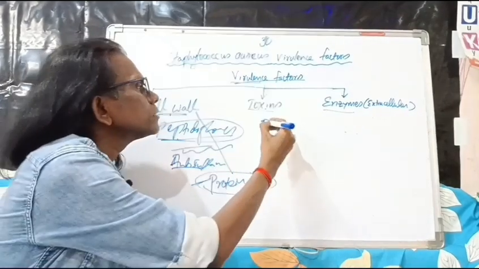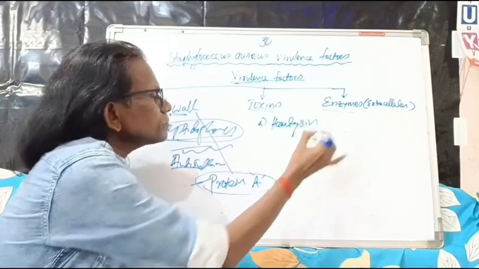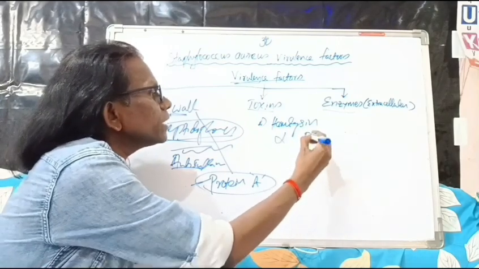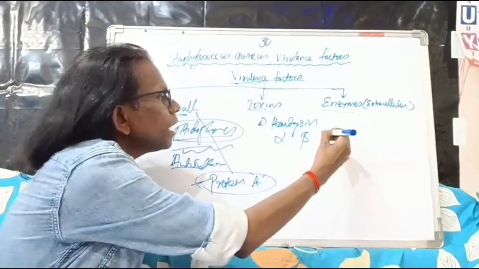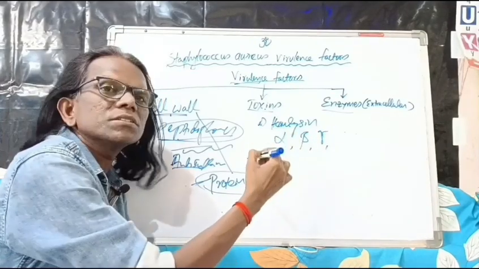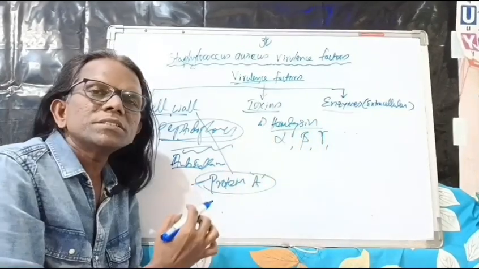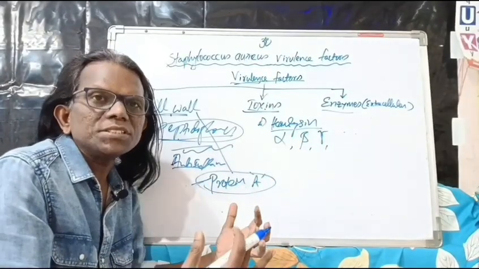So the toxins, the first one, hemolysin: alpha hemolysin, beta hemolysin and gamma hemolysin. So these are the major hemolysin toxins. So the Staphylococcus aureus releases the hemolysin. Hemolysin means breakdown of RBC.